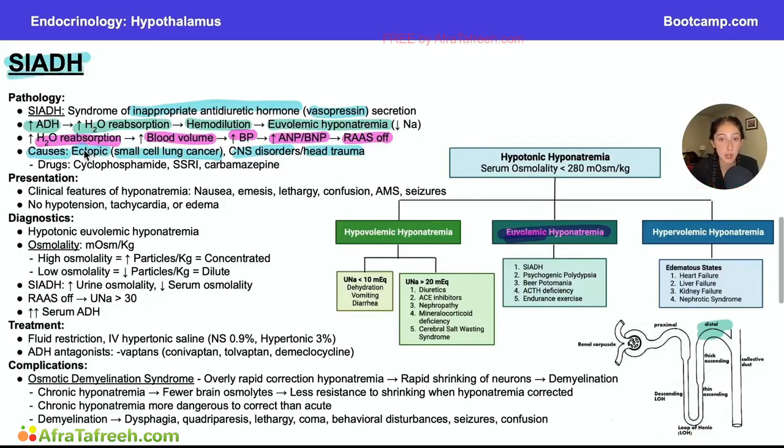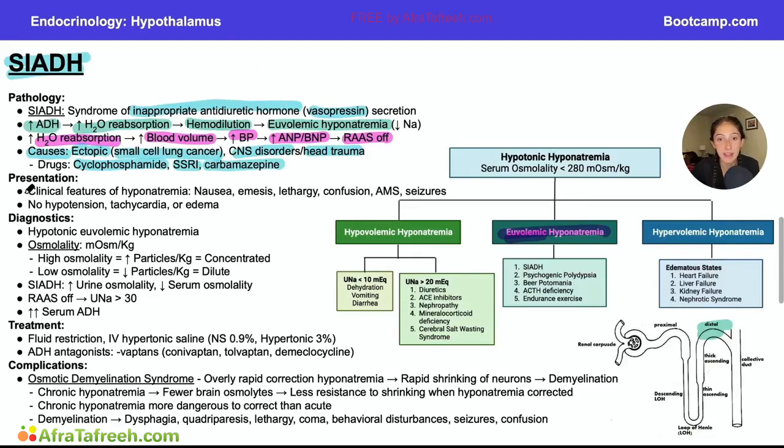Similarly, certain drugs can cause SIADH, most notably for your boards. I think it's important to be aware of cyclophosphamide, that chemotherapy agent that we can use. SSRIs, these drugs we can use to treat things like anxiety or depression or OCD, can definitely cause the syndrome of inappropriate antidiuretic hormone, as well as carbamazepine, which is an anti-seizure drug. It can cause it as well.